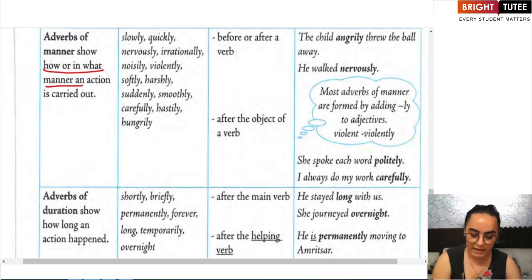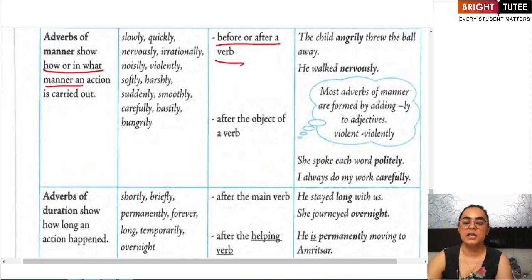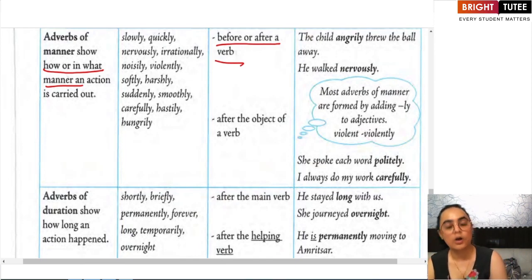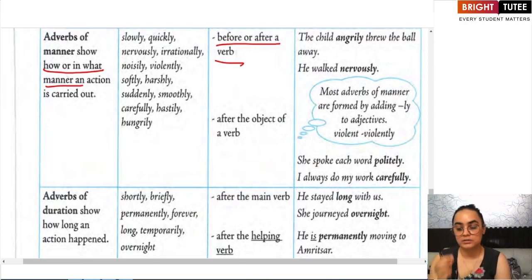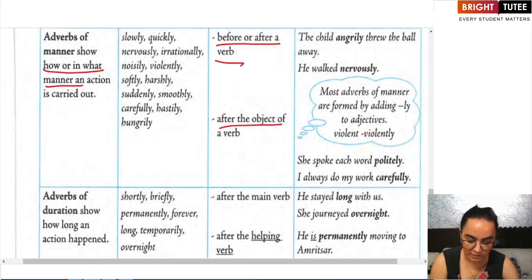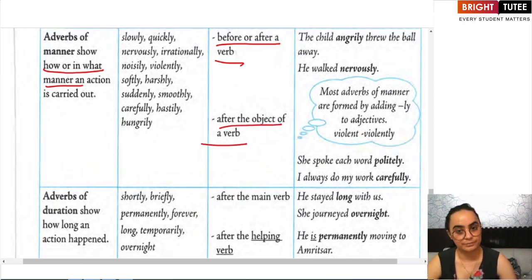We use the adverb of manner either before or after the verb. That is, the child angrily threw the ball at his brother, or the child threw the ball angrily at his brother. He walked hurriedly after the verb we are using, or he hurriedly walked away before the verb we are using. The second place where we use the adverb of manner is after the object of the word.